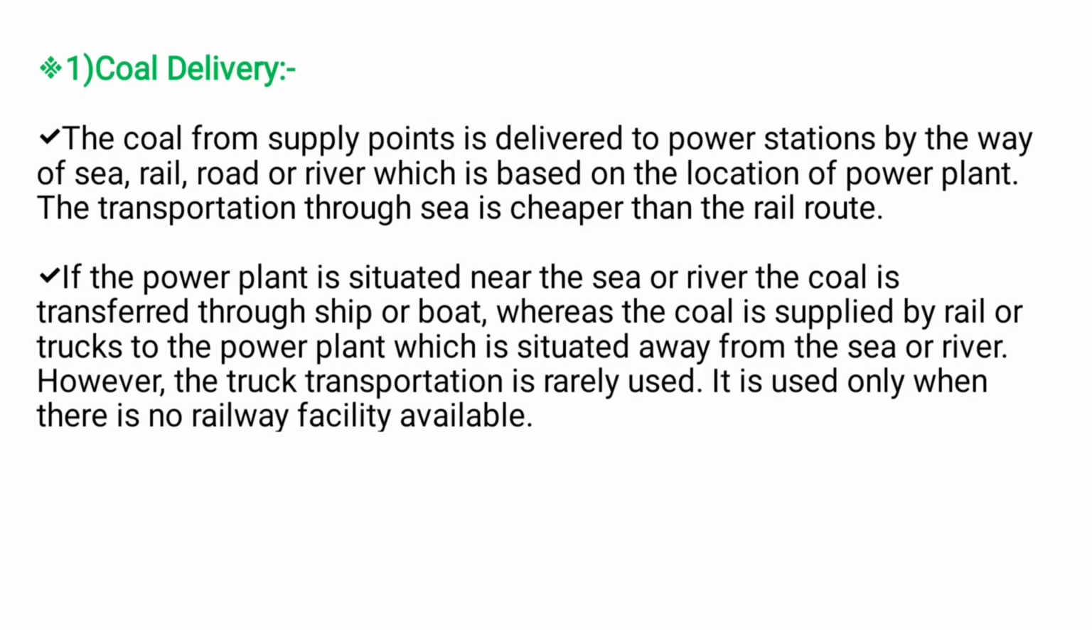Coal delivery. Coal from the supply points is delivered to the power station by sea transportation, by pipeline, or by trucks. If the power plant is situated near the sea or river, the coal is transferred through a ship or boat, whereas the coal is supplied by rail or trucks to a power plant situated away from the sea or river. However, truck transportation is rarely used. It is used only when there is no railway facility available. Transportation through sea is cheaper than the rail route.